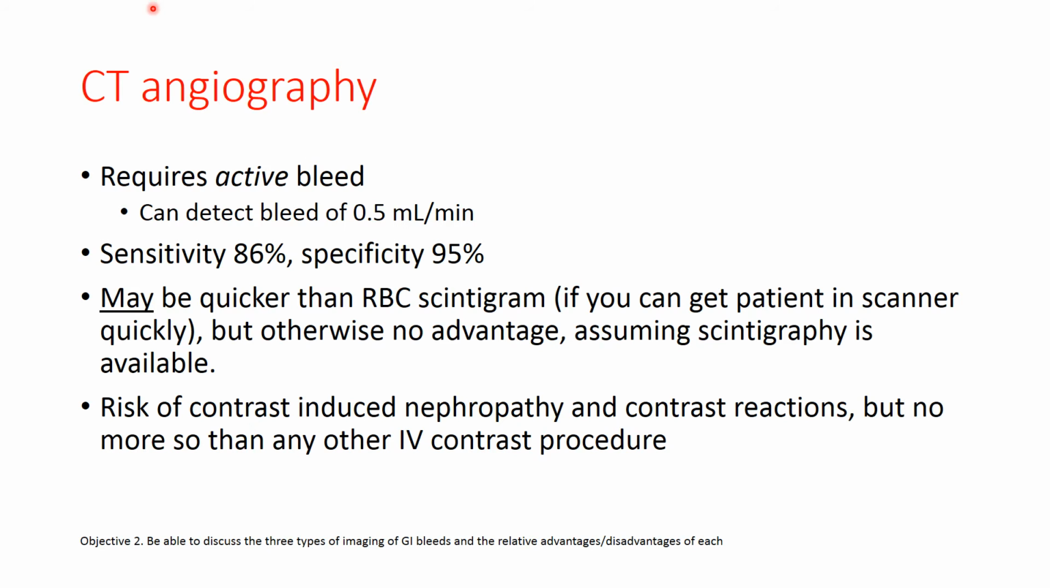Again, CT angiography requires an active bleed, and it's not quite as sensitive as red blood cell scintigram. Instead of 1/10 of a mil per minute, we need about 1/2 of a mil per minute to see it on CT angiography. So the sensitivity is less, about 86%. So if there's a bleed, we'll see 86% of them with CT angiography. Specificity is pretty much the same, 95% to 93%.